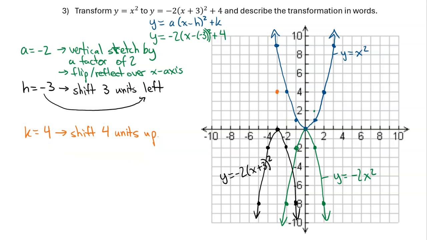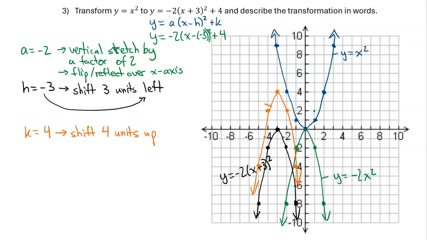And as soon as we plot those 4 points, -3, 4 is the vertex. And then all the key points have the same shape as the black curve did. And we're then drawing our curve through those points. And that is our final transformed function.